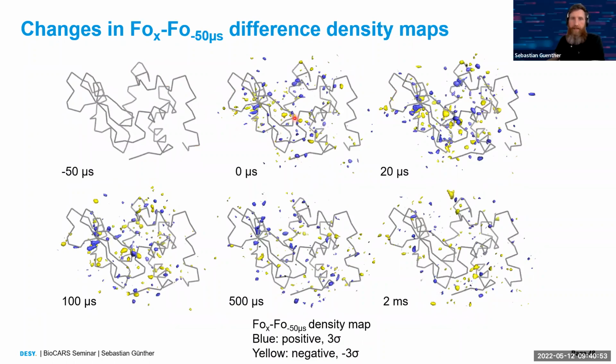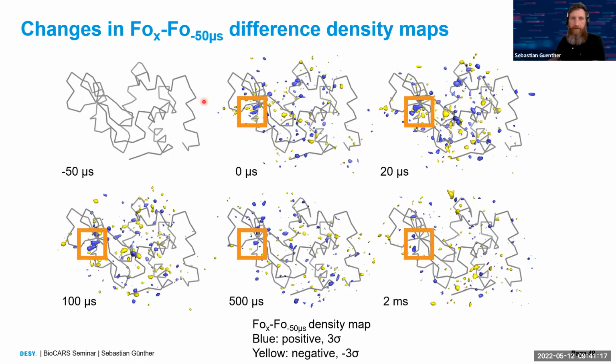But more interestingly, we could also now see some features in the isomorphous FO minus FO difference density maps. Here is our dark state, and of course we don't see any features. But if you look through here, at 20 microseconds we see the busiest difference density map, which then cools down at 2 milliseconds.